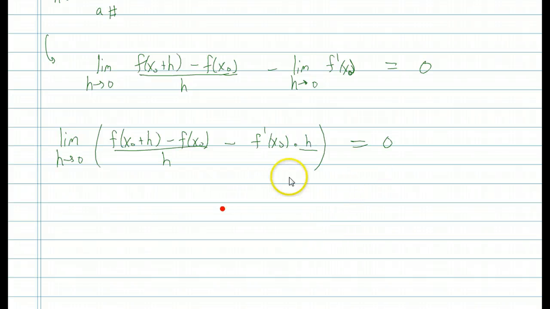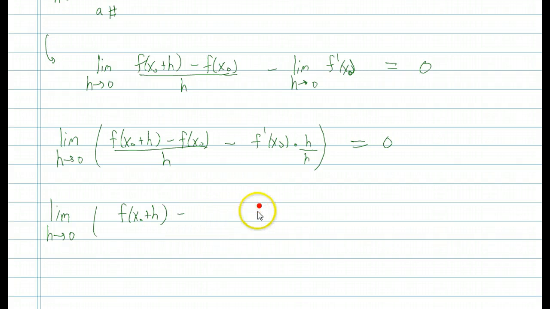Now, just rewriting this by combining by adding fractions, multiply top and bottom here by h over h. Think about that as f prime over 1. Then we can rewrite the limit one more time, and we get f of x sub 0 plus h minus f of x sub 0 minus f prime of x sub 0 times h, all over h. That limit has to equal 0 as h approaches 0.